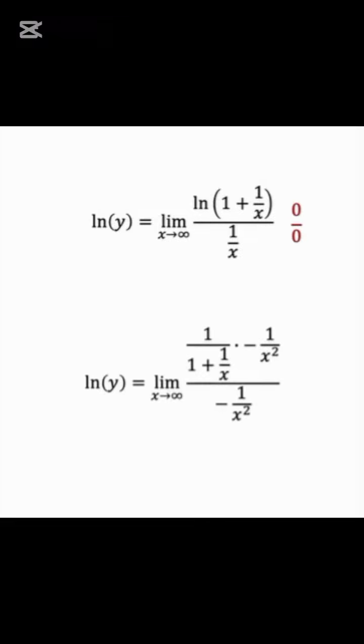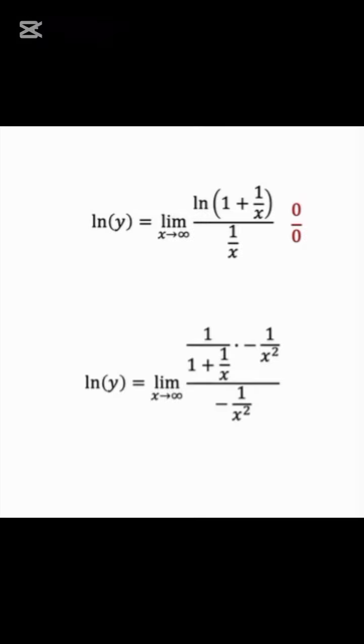This is a case of infinity times 0, so to make it compatible with L'Hopital's rule, we'll bring the x to the denominator as 1 over x, like this. And now this becomes a 0 over 0 situation, allowing us to use L'Hopital's rule. We'll take the derivative of the numerator and denominator.